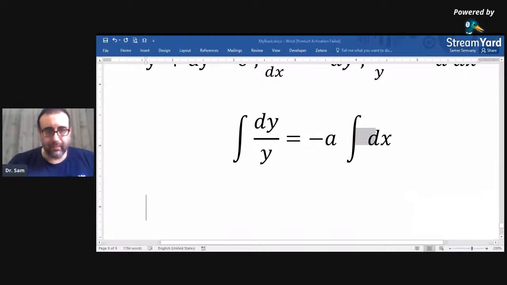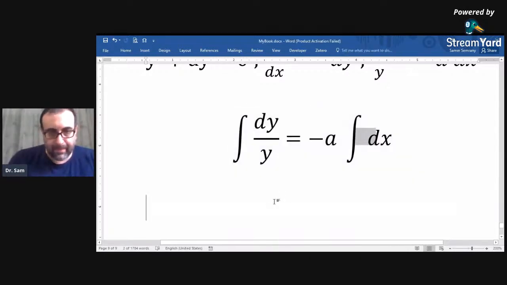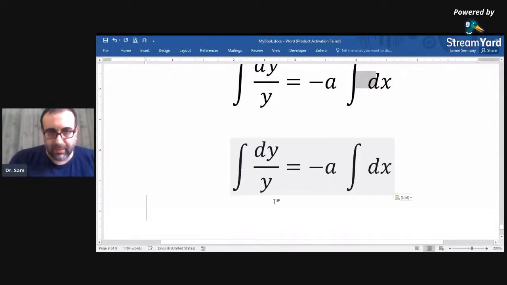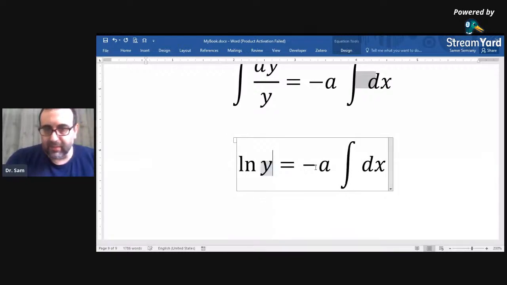So let's see. The primitive of dy over y is the natural logarithm of y. So I have here natural logarithm of y. Here it is minus ax plus a constant, integration constant k.